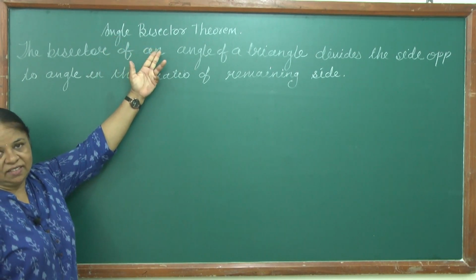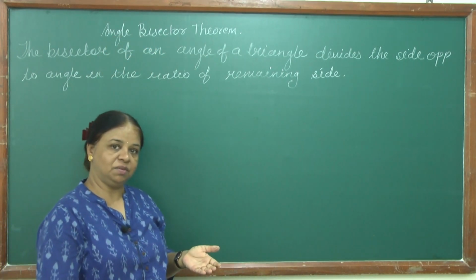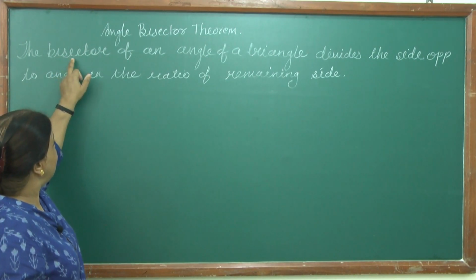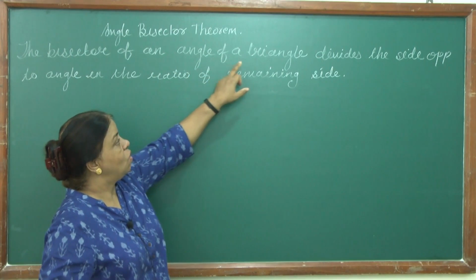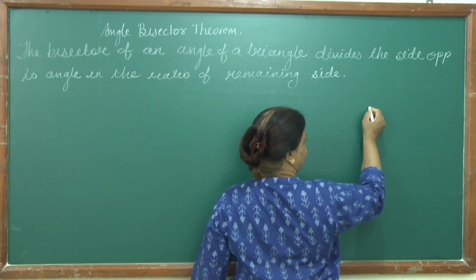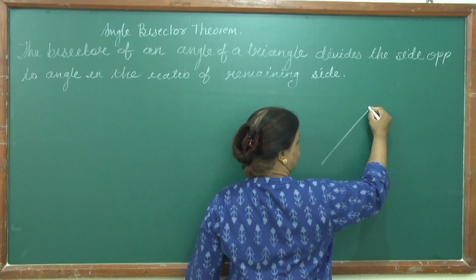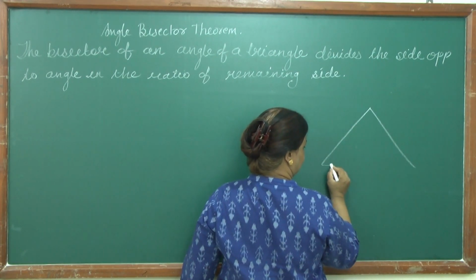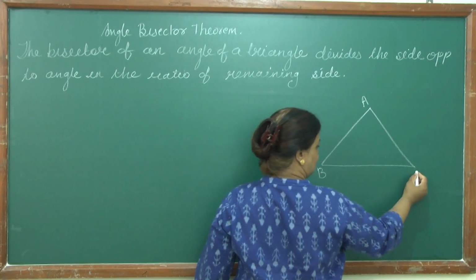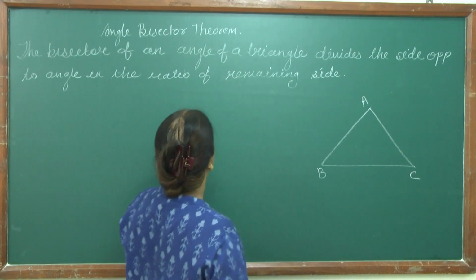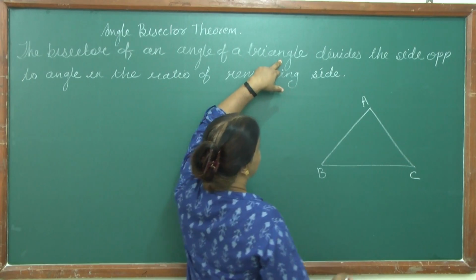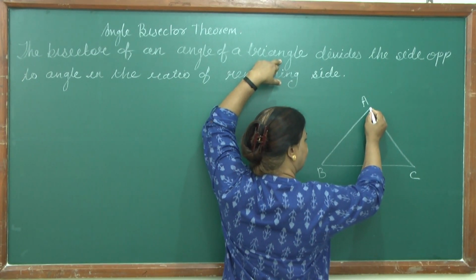So angle bisector theorem, we saw the activity before this, and what does the statement say? The bisector of an angle of a triangle. So let me draw a triangle here. This is triangle ABC, which we drew in the activity. So bisector of an angle of a triangle. Let me take the bisector.